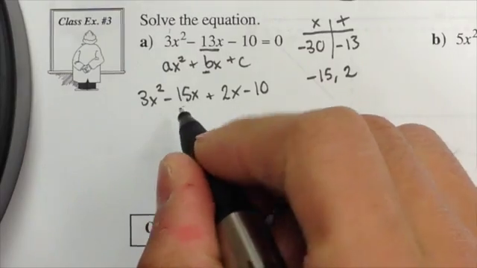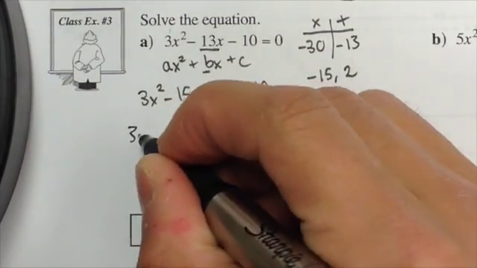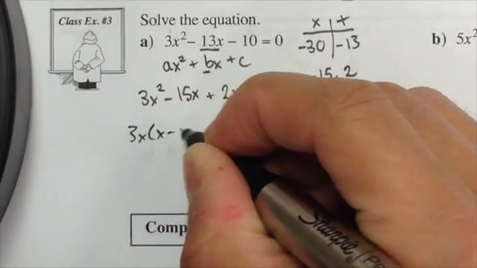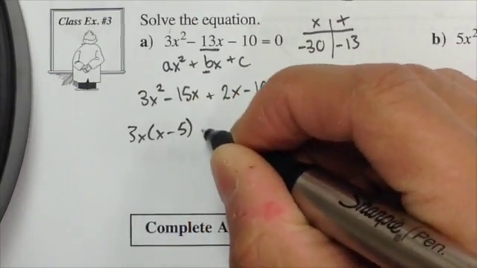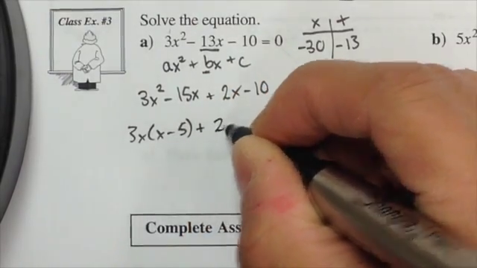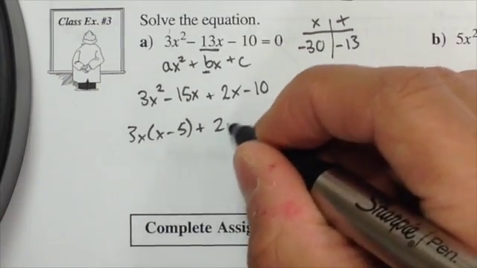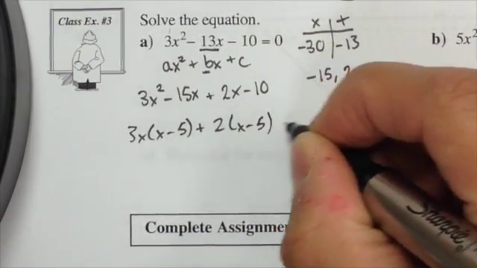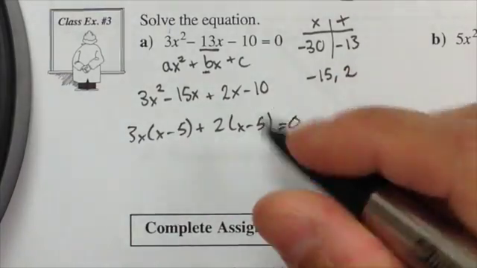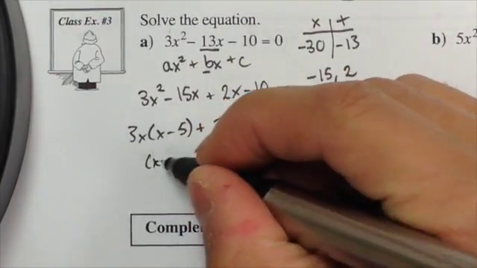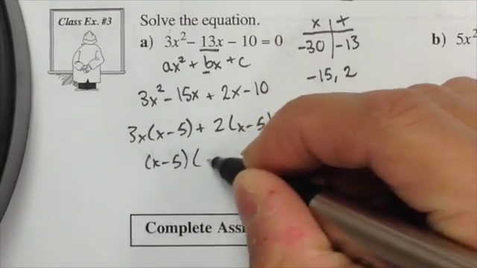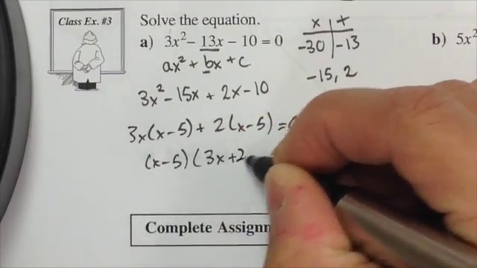And now I need to take the x's out of here. This will be 3x(x minus 5) plus 2, and take the factors out of here. They're both divisible by 2, x minus 5, and that's equal to 0. And so then what I'm left with is x minus 5 times 3x plus 2.